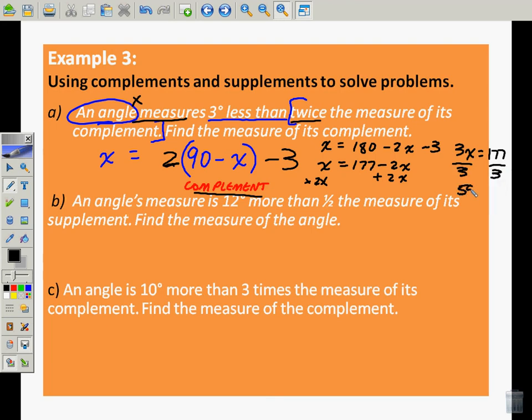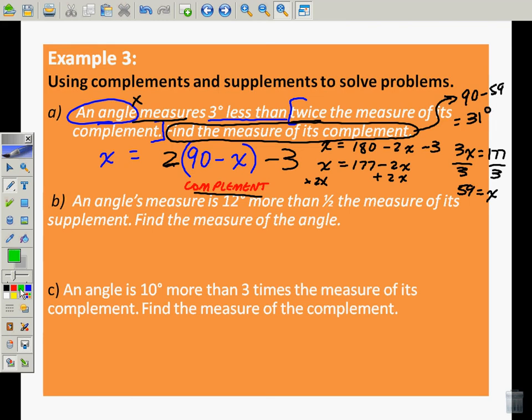Now, think for a minute. What is it asking me to do? It's asking me to find the measure of the complement. Well, like we talked about, we're talking about multiple step problems here, okay? Multiple step problems. Well, if x is 59, then the complement is 90 minus 59 equal to 31 degrees. This is the answer to the problem. I'm even going to circle it in green. Watch me go. Green means go.